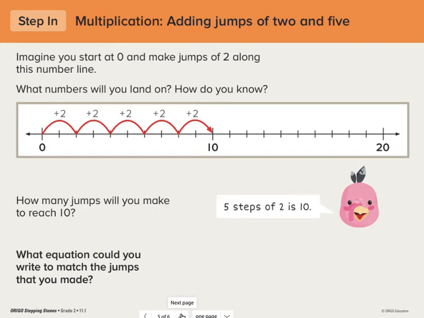What equation could you write to match the jumps that you made? So this is like with the lily pads and the frogs. But instead of looking at lily pads and frogs, we're looking at our number line. We started with 0, we got to 10 in jumps of 2. What is an equation that would match? If you have a piece of paper in front of you, you can jot it down.